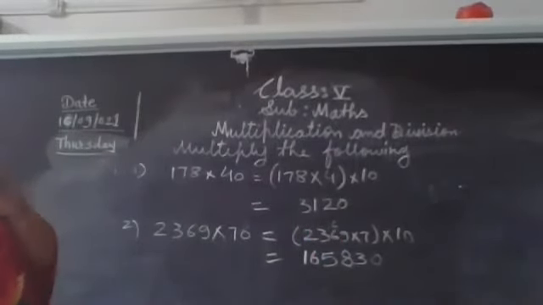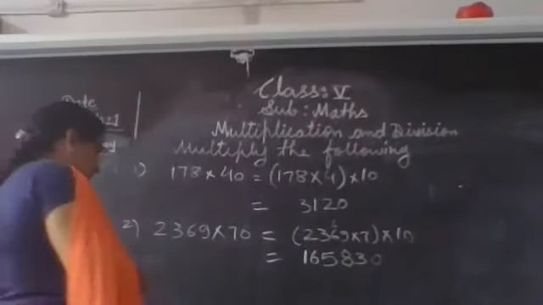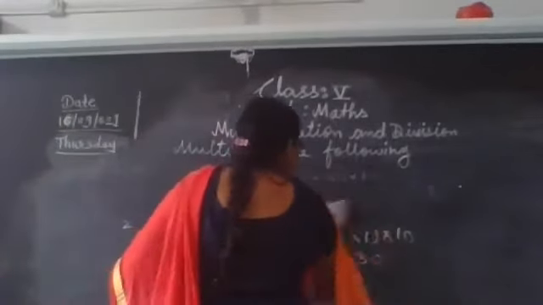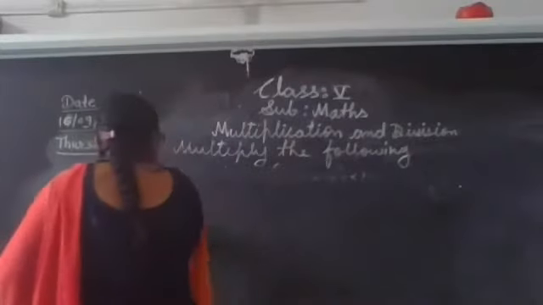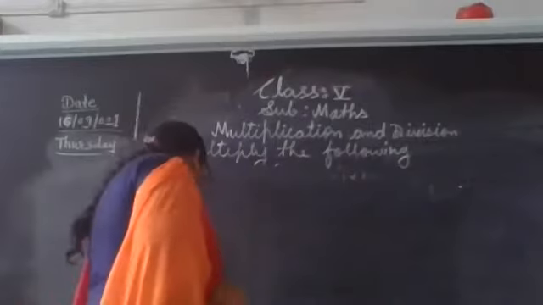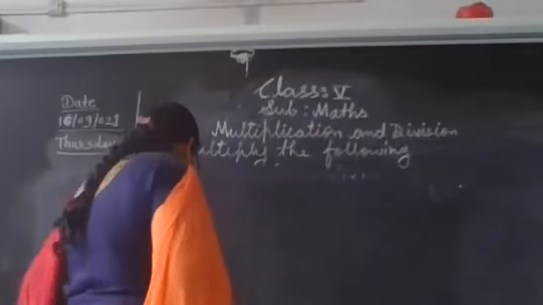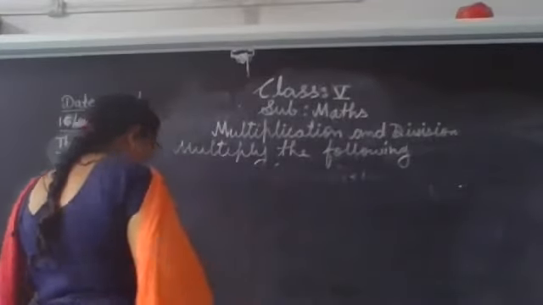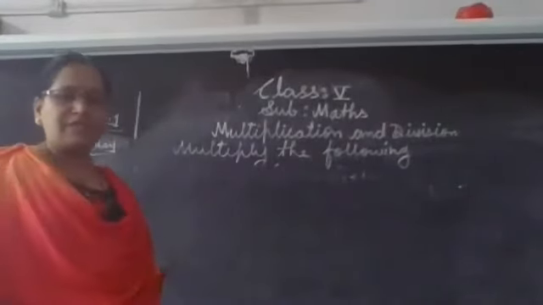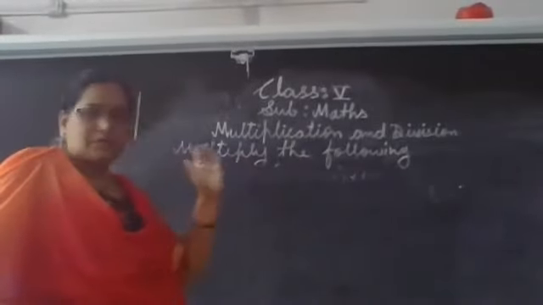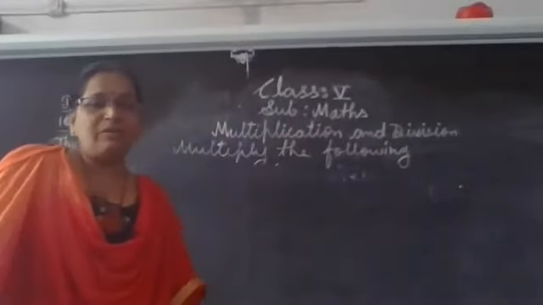Okay. So I'm giving you some homework on this, beta. So you have to write these questions. Find the product using distributive property. So yesterday we have seen we can multiply a large number by breaking the number. Okay, we will break the number.